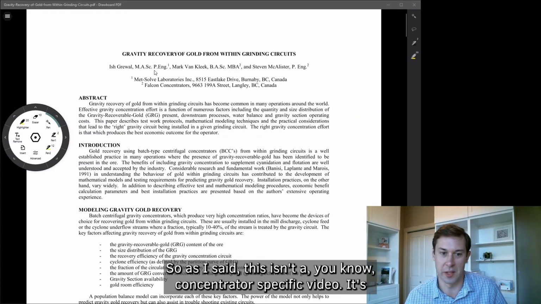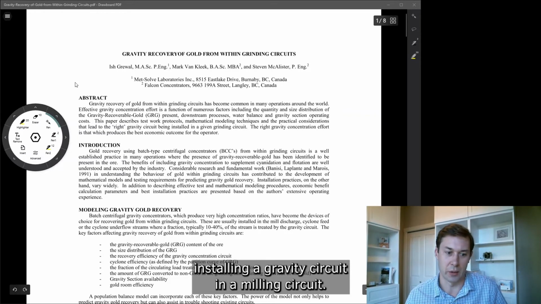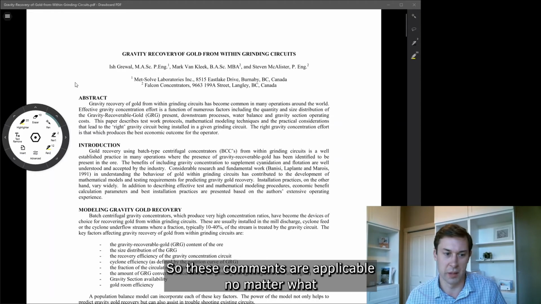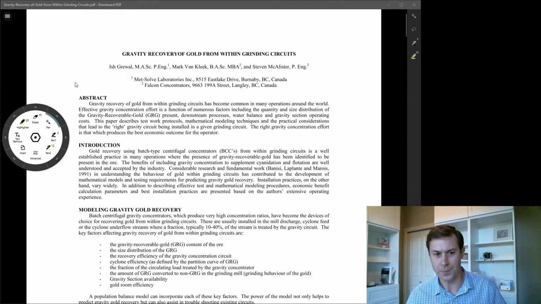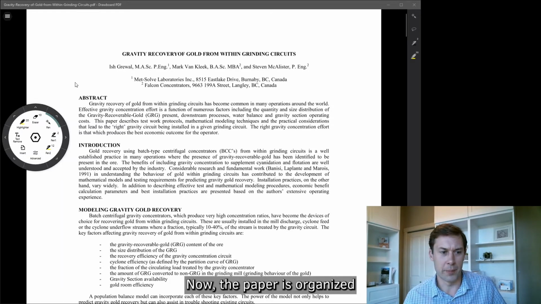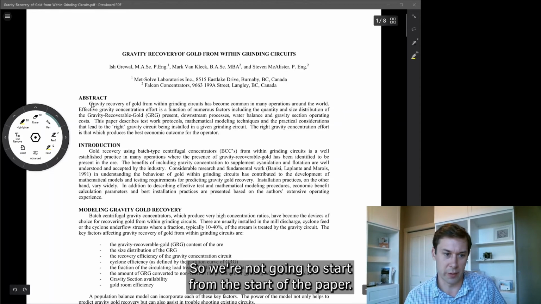So as I said, this isn't a concentrator specific video. It's generally, generically about installing a gravity circuit in a milling circuit. So these comments are applicable no matter what make or model you may be using or contemplating. Now the paper is organized in a bit of a different way than I would have organized it. So we're not going to start from the start of the paper.